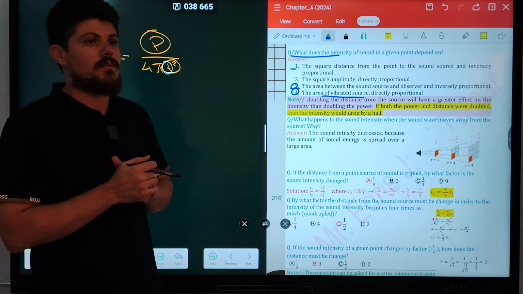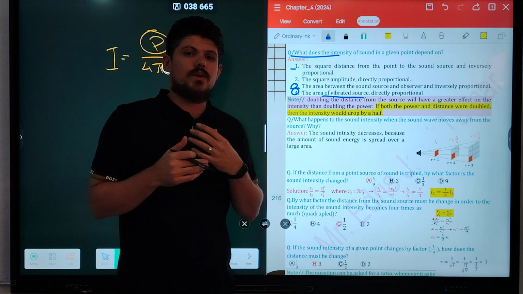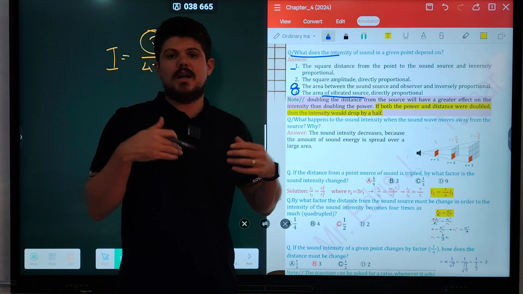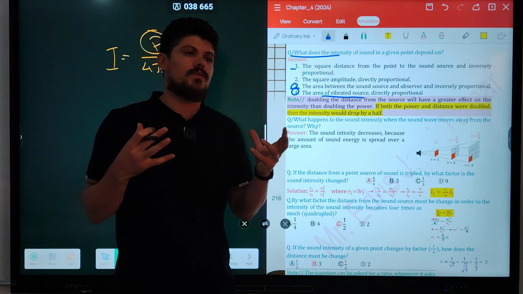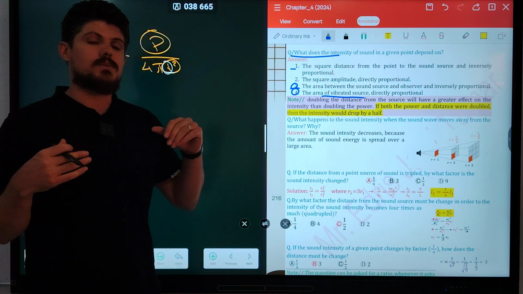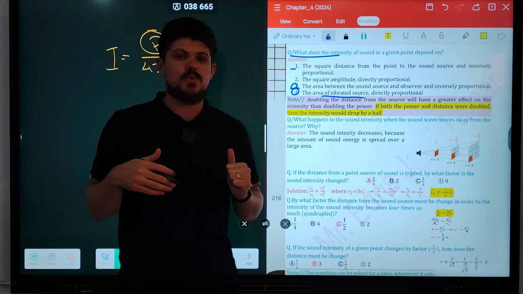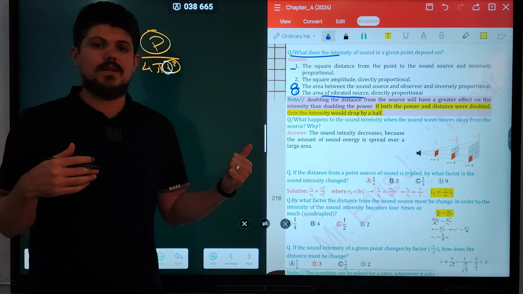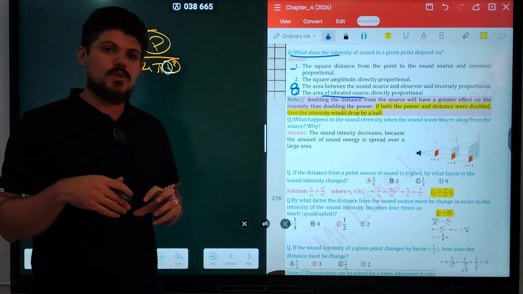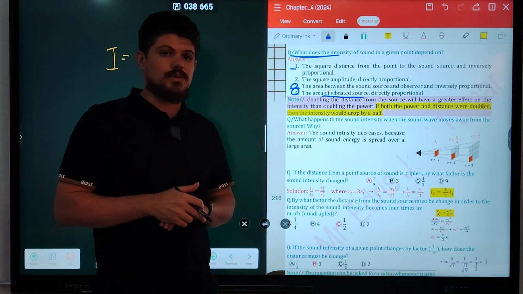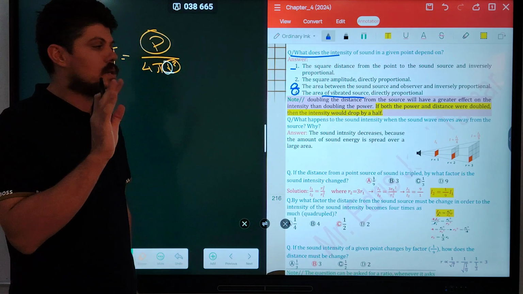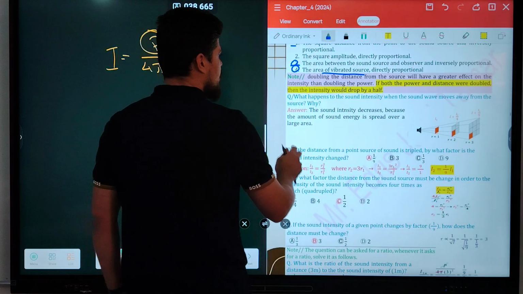If they bring it in the exam: sound intensity, as we know, depends on power and distance from the source. But which of the power or distance is more effective to change the intensity of sound? The distance from the source. Why? Because according to the equation of intensity of sound, the distance from the source is squared, but the power is absolute power, pure power. There is no square on the power.